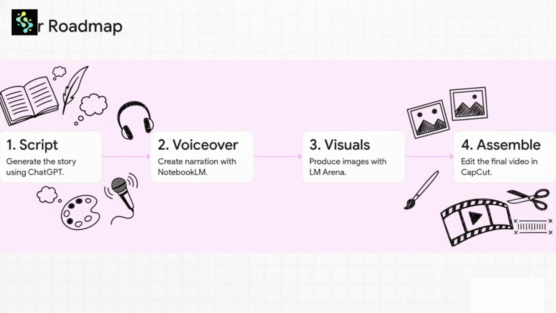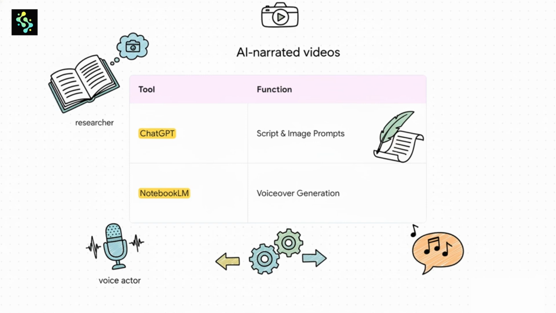Here's the game plan. Step 1, we'll use ChatGPT to generate our story. Step 2, we'll take that text to Notebook LM to create a voiceover. For Step 3, we'll make all our visuals with a tool called LM Arena. And finally, Step 4, we'll put the whole thing together in a video editor called CapCut. So for this first half of the process, just think of it like this. ChatGPT is our writer. It's doing the research and crafting the narrative. Then, Notebook LM is our voice actor. It takes that written script and turns it into a really compelling audio performance.